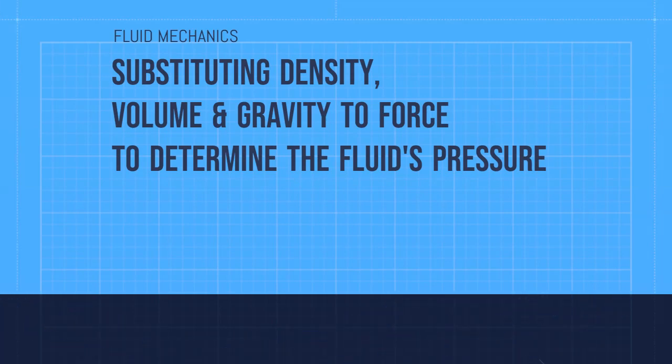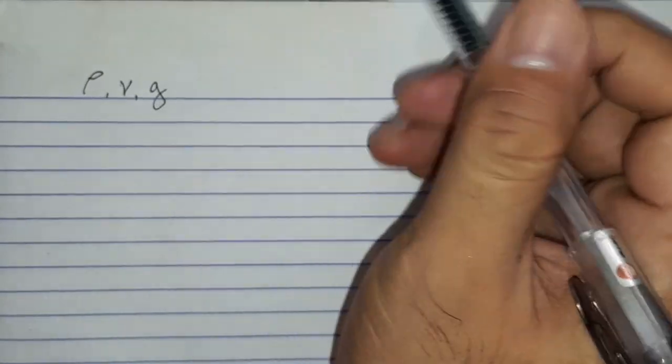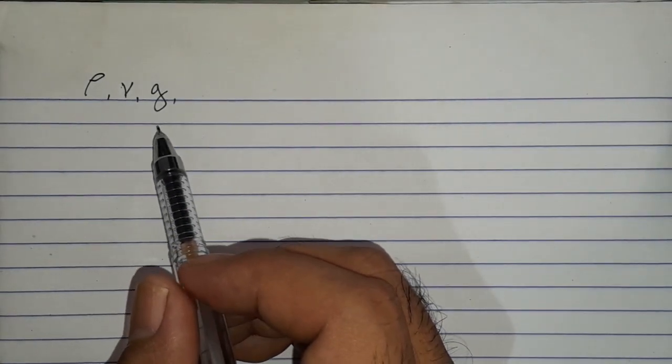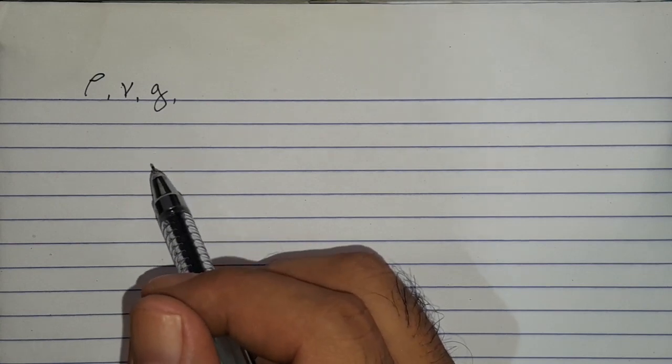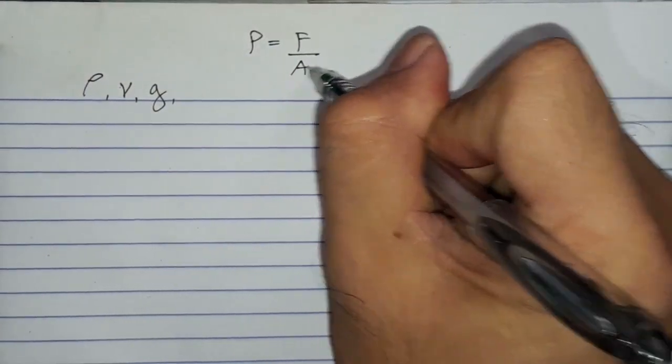Okay, so this time we're going to talk about the three quantities: the density, the volume, and the gravity. We're going to use these three quantities to determine the pressure of a particular fluid. We understand that pressure is equal to force over area.